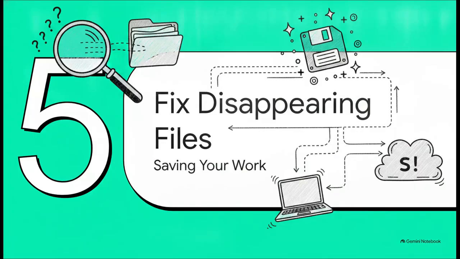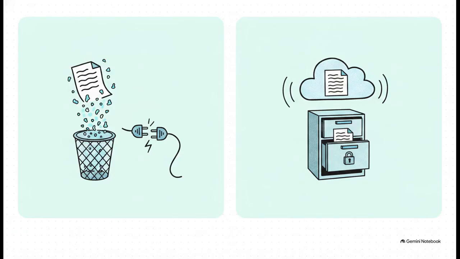Section 5. Fixing disappearing files. Okay, let's address the most dreaded issue of them all. Picture this. You spend 2 hours meticulously writing your app.py file in Colab. It's beautiful. You close your laptop to go grab a well-deserved coffee. When you come back, a mysterious ghost has eaten your file. It's completely gone. That sinking feeling is just the worst.